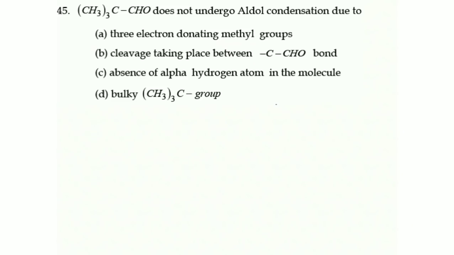Then 45th, (CH3)3CCHO does not undergo aldol condensation. Remember, the main important reason for aldol condensation is that there should be the presence of alpha hydrogen, but here you can see there is no alpha hydrogen, nothing but the absence of alpha hydrogen. So the answer for that question is C.